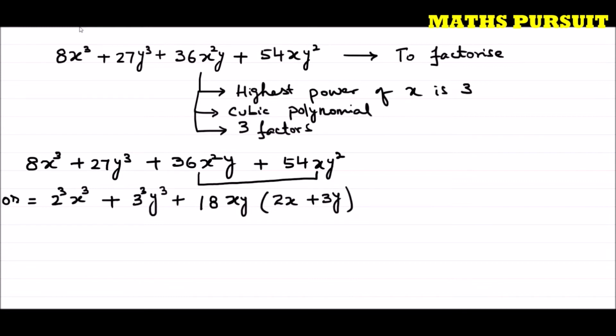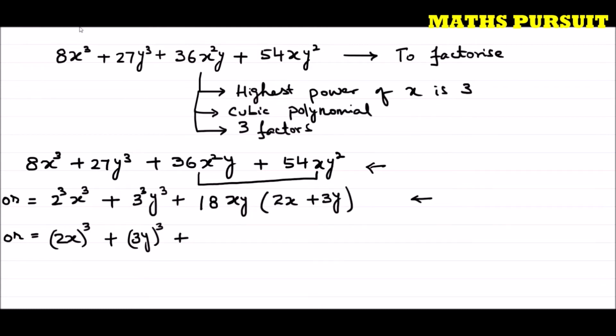Hope, guys, you are very clear till here. This is the most important step we should understand: how we have broken the last two parts. Now let us see. I can write 2^3 x^3 as (2x)^3. If I write like this, nothing wrong is going to happen. Similarly, 3^3 y^3 I can write as (3y)^3.